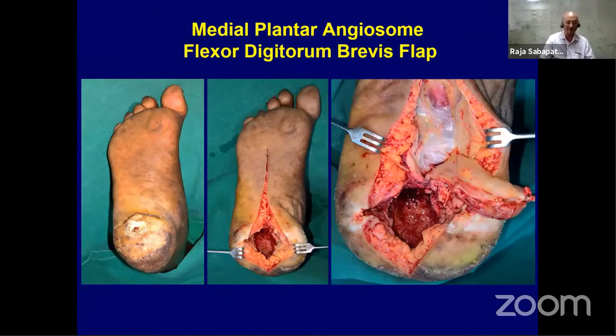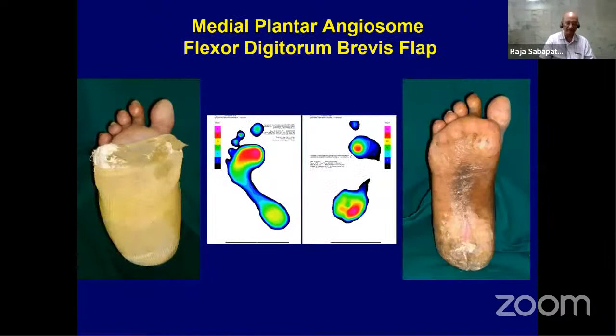The same thing you can do with another muscle, the flexor digitorum brevis muscle, which is found beneath your plantar aponeurosis. You cut the plantar aponeurosis, open it, and you get the flexor digitorum brevis muscle. You cut the tendons and then fold them back. Here again the blood supply comes over this area, so you can fold them back. That means you can put it in the calcaneal cavity that is found over here.